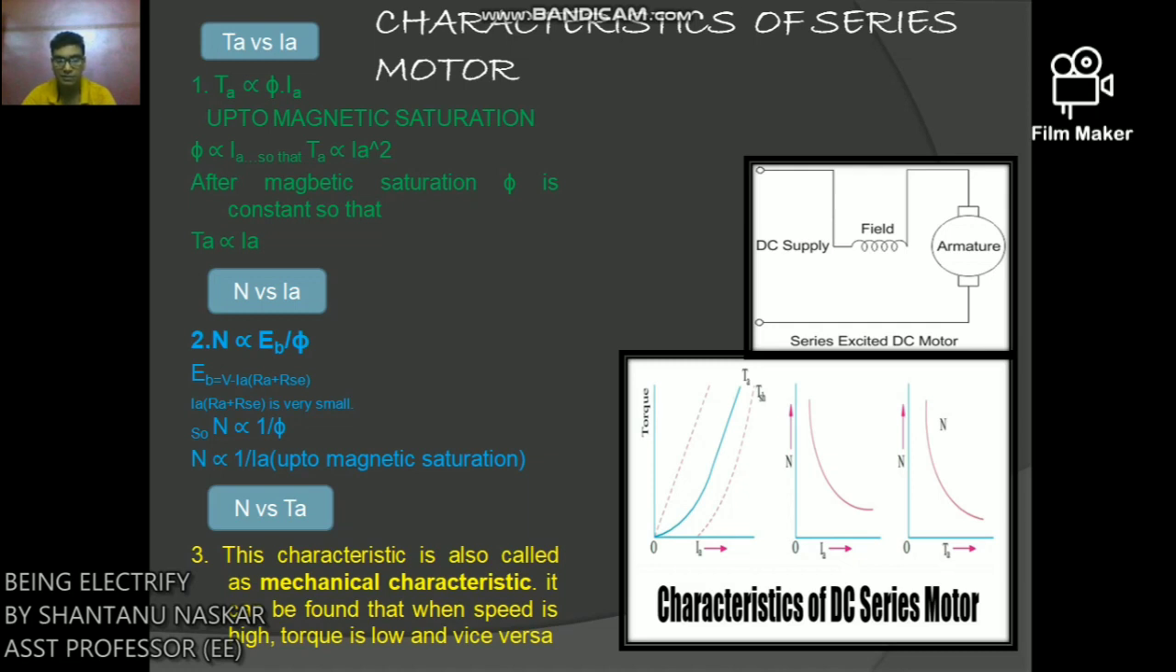Thus up to magnetic saturation the armature torque is directly proportional to the square of the armature current. If Ia is doubled, Ta is almost quadrupled. Therefore, the Ta versus Ia curve up to magnetic saturation is a parabola. Okay, look here, the curve is a parabola. However, after magnetic saturation, torque is directly proportional to the armature current. Therefore, the torque versus armature current curve after magnetic saturation is a straight line.